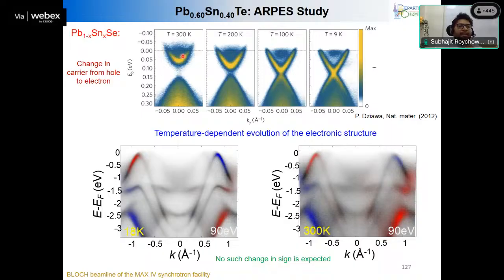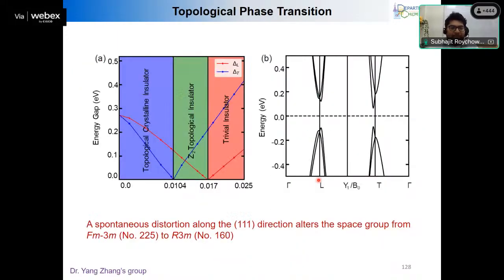Then we did a temperature-dependent resistivity study, because the previous PbSnSe system shows a change in the carrier from hole to electron. But when we measured our sample, we did not observe that. That means throughout the temperature range, we have a single carrier type.